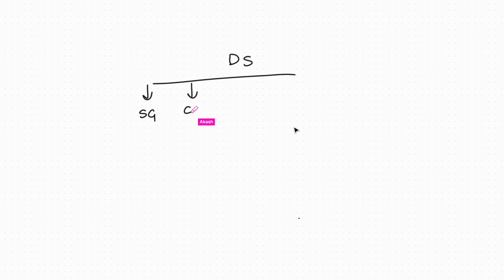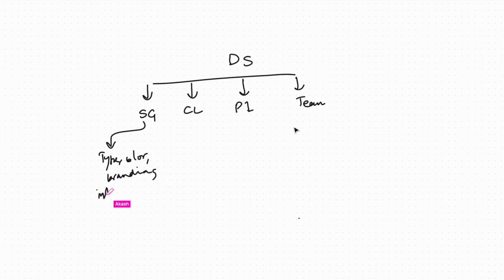So let's quickly recap what we have learned so far. A design system typically has 4 parts. So you have a style guide component, you have a component library, you have a pattern library, and then you have the design team. And the style guide typically contains all the guidelines around language, typography, color, branding, interaction guidelines, and tone and voice, language recommendations. All of these are basically in the style guide.